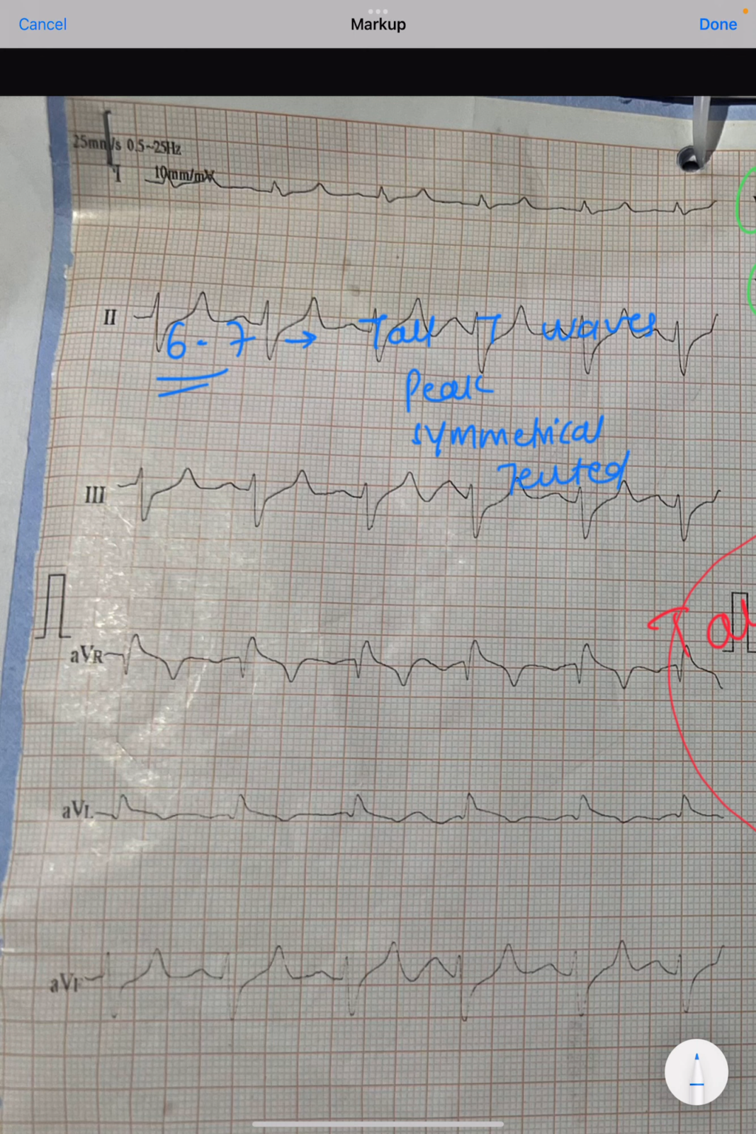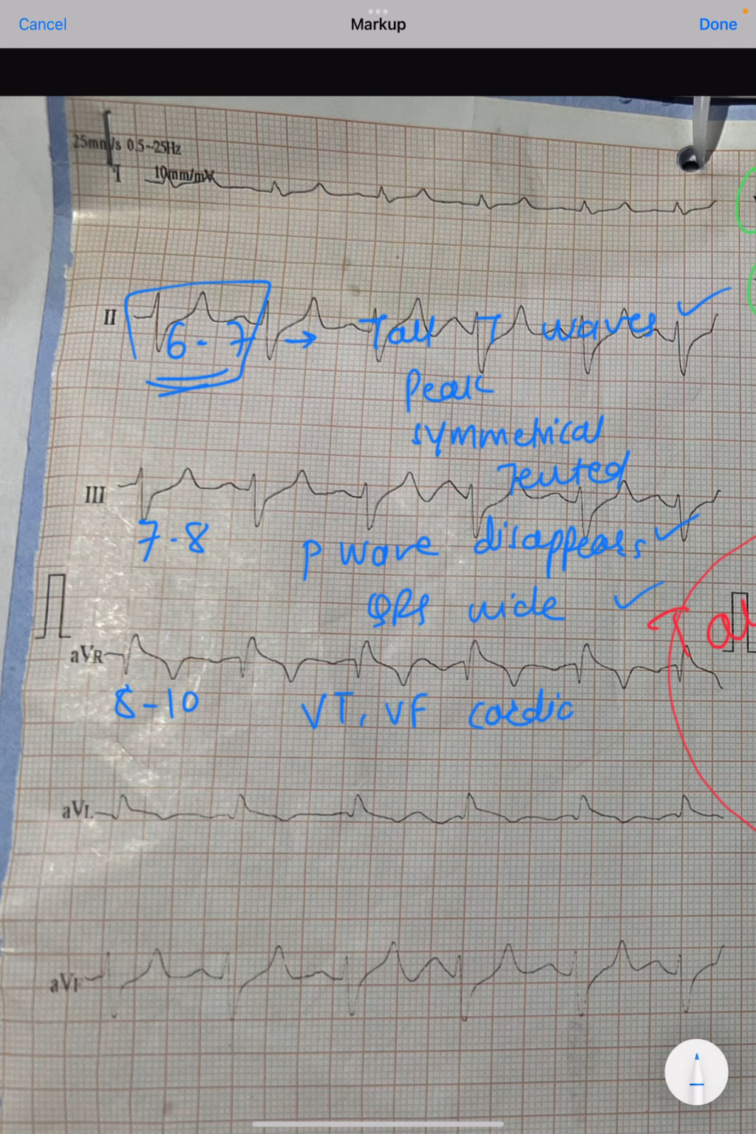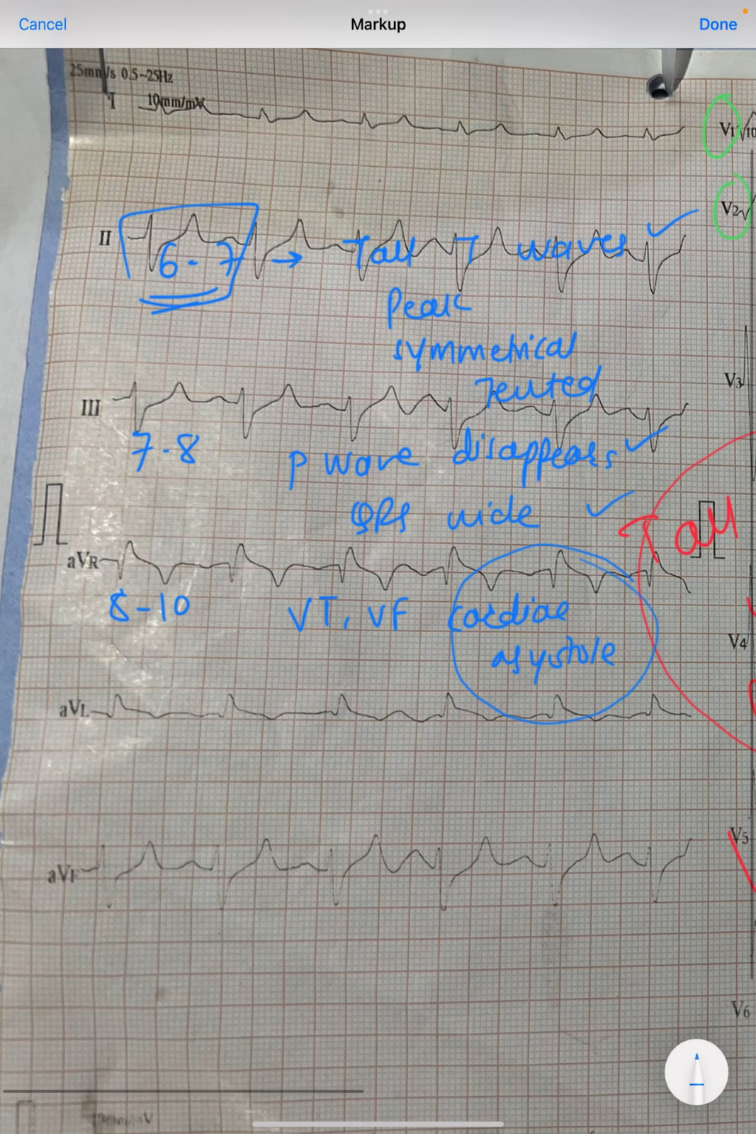This is the finding when the potassium is between 6 to 7. When the potassium is between 7 to 8, the P wave disappears and then the QRS widens. So in this ECG, this is there, this is there, this is there. When potassium is between 8 to 10, the patient can have VT, VFib, or cardiac asystole at any point of time. Cardiac asystole means the heart will not contract at all. The patient will have very bad hypotension, and if it is not treated, the patient will die.